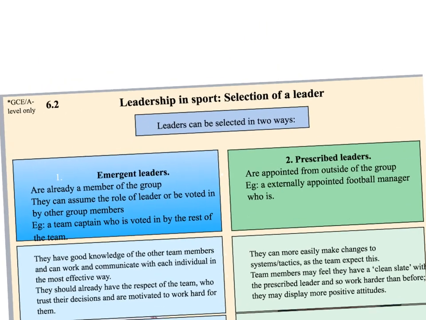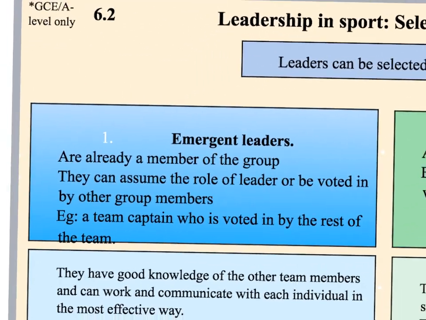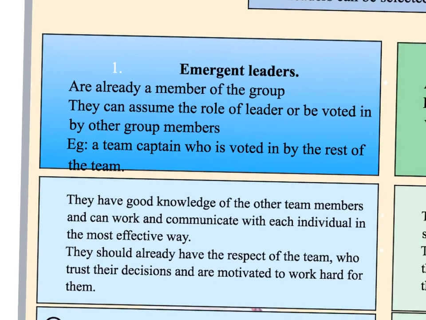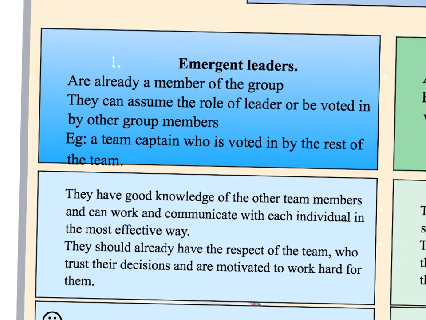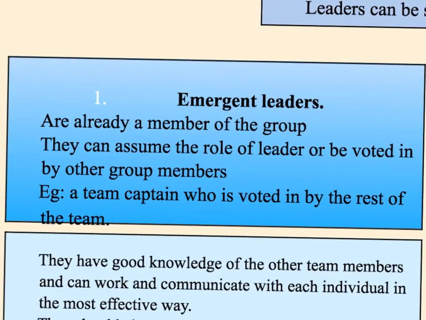So the way we can select our leaders, there are two ways that we can have our leader. We can have an emergent leader. They're already a member of the group. They can assume a role of a leader or be voted in by other group members. For example, a team captain who's been voted in by the rest of the team. So they've come up through the ranks. That's a way of thinking about it.